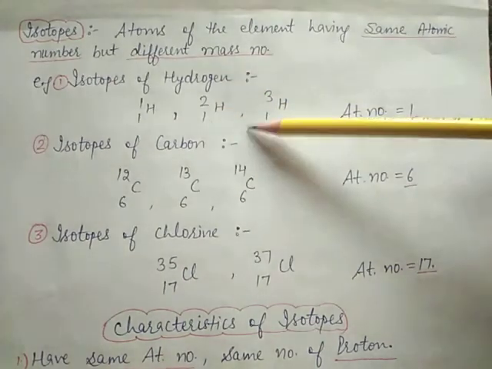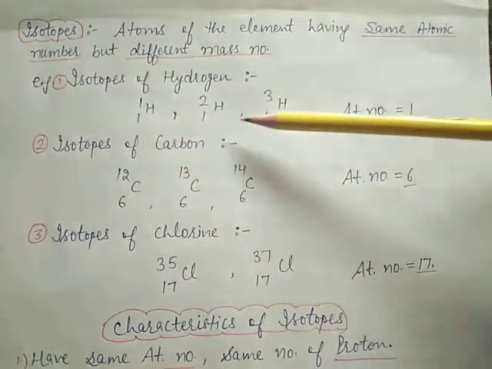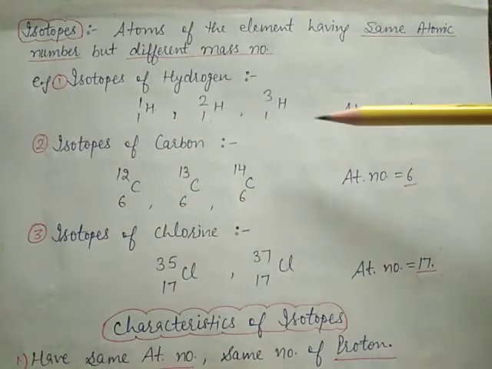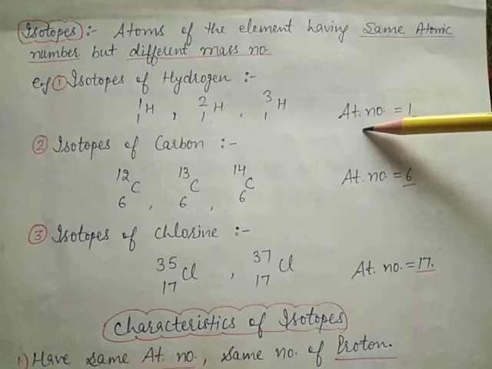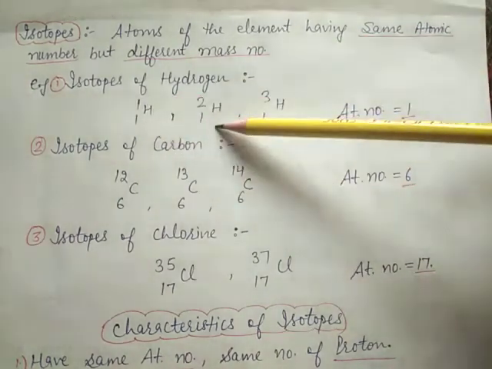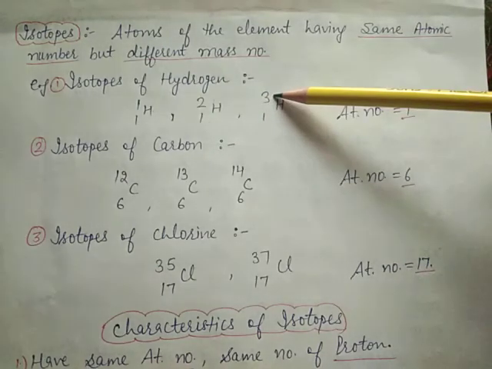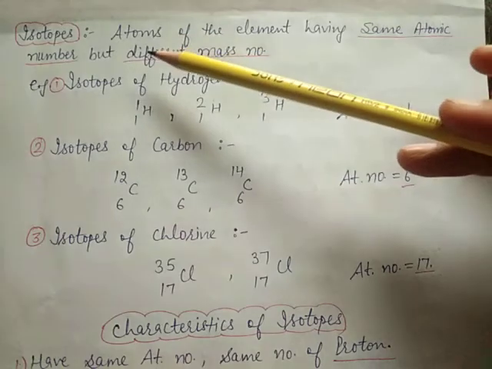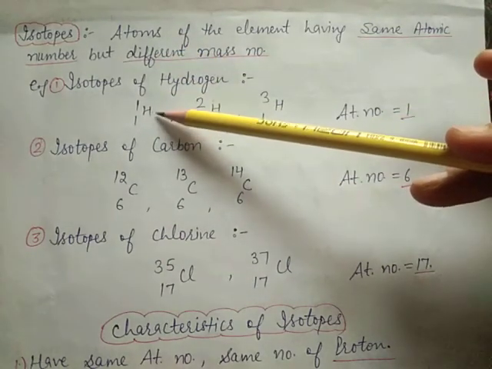In these isotopes, atomic number is the same, 1, 1 and 1. So atomic number is the same, that is 1, but mass number is different. In protium 1, in deuterium 2, and in tritium 3. Mass number is different. So these are the isotopes, and of which element? Hydrogen.